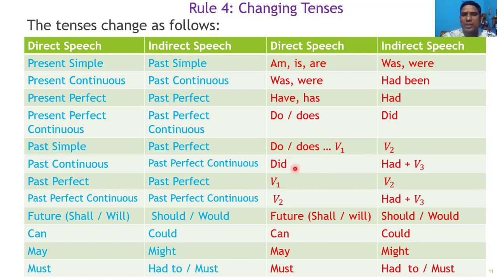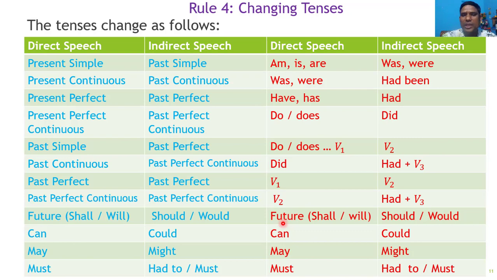If you find did, you have to follow the structure had plus V3. V3 is the past participle form of the main verb. V1 becomes V2. V1 is the present form of the main verb. V2 is the past form of the main verb. If you find V2, you have to follow the structure had plus V3. V2 is the past form of the main verb. V3 is the past participle form of the main verb.